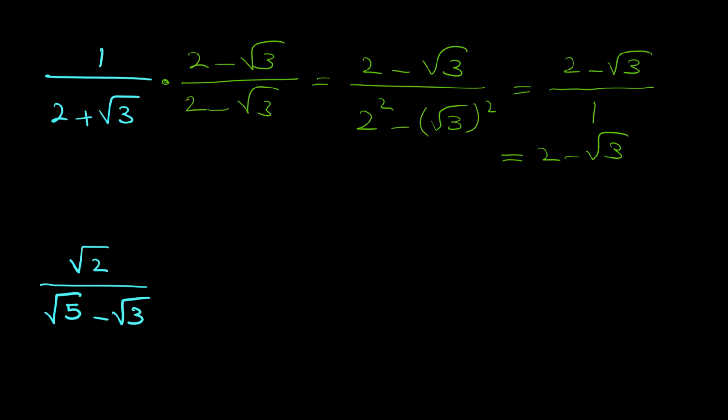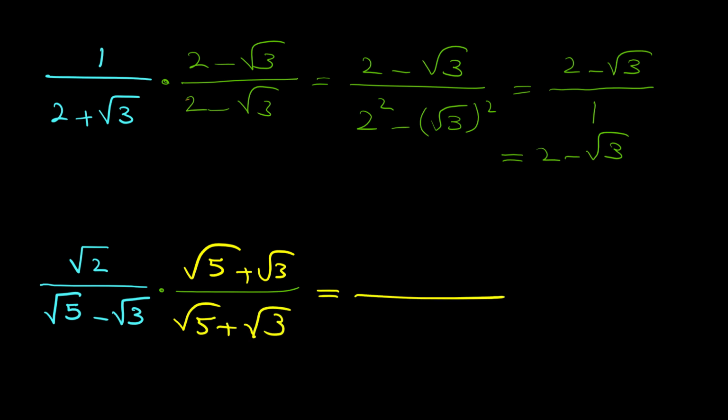Look at the next example. We have radical 2 divided by radical 5 minus radical 3. What do we have to multiply the numerator and denominator by to get rid of these radicals in the denominator? We have to multiply by the conjugate. What is the conjugate of radical 5 minus radical 3? The conjugate is, yes, radical 5 plus radical 3. For the numerator, multiply radical 2 in each bracket. Radical 2 times radical 5 is radical 10. Radical 2 times radical 3 is radical 6.